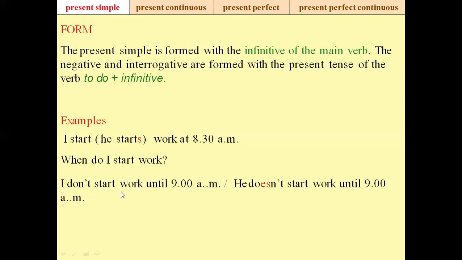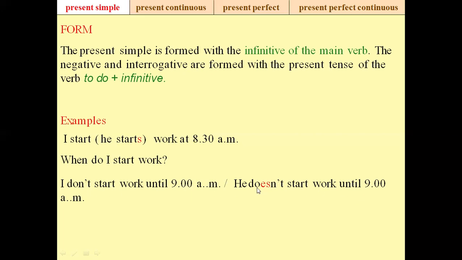Again, "I don't start work until 9 a.m." Okay, it is the answer by I. And if you want to give the answer using the third person singular pronouns like he, she, it, here we can use he only. So when you are going to use he, I have written here, "He doesn't start work until 9 a.m." Okay, "He doesn't start work until 9 a.m."